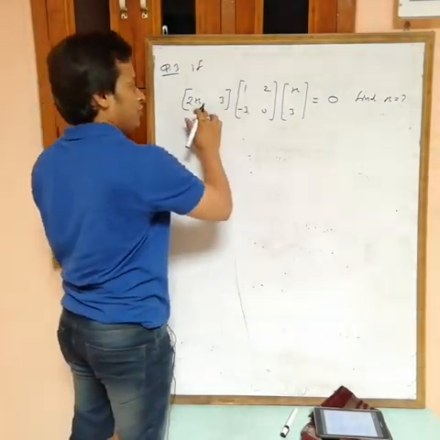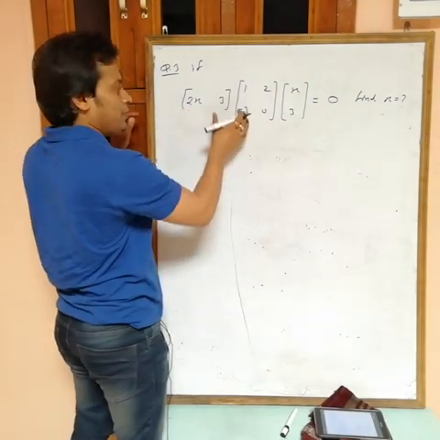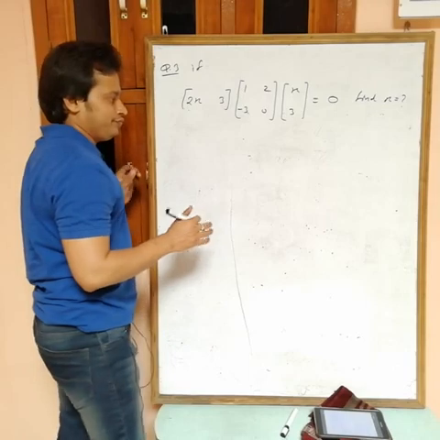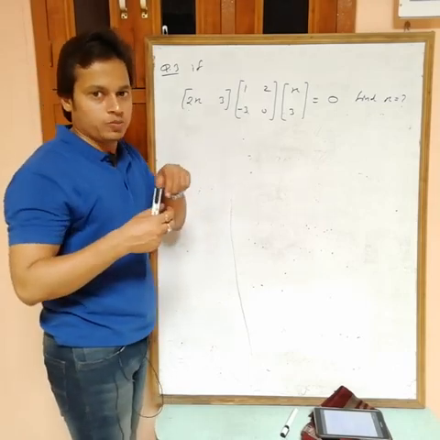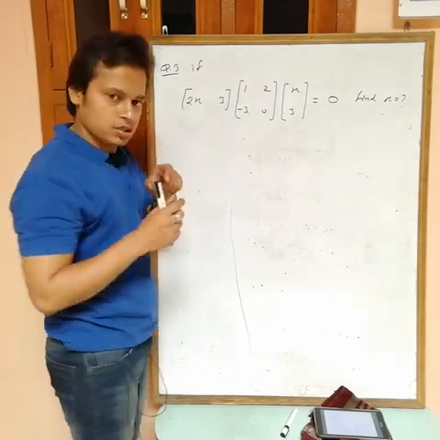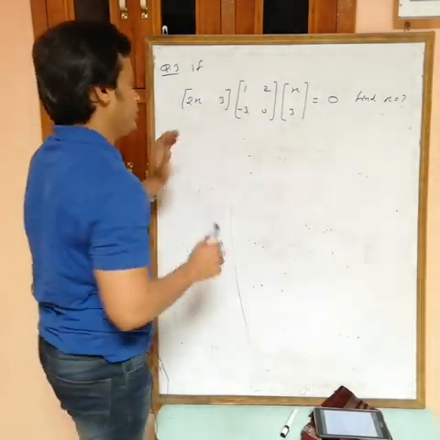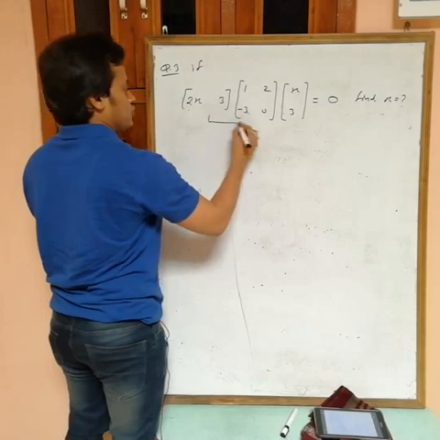Can I multiply this one with this one? No, you can multiply first either these two or these two. Okay. You can only multiply nearest matrices. You can't take this one and this one. So first I am multiplying these two.